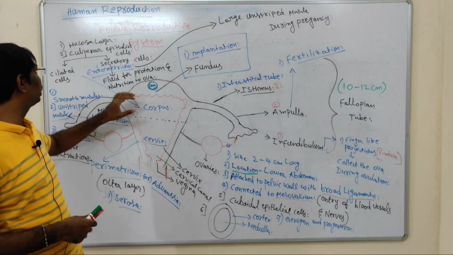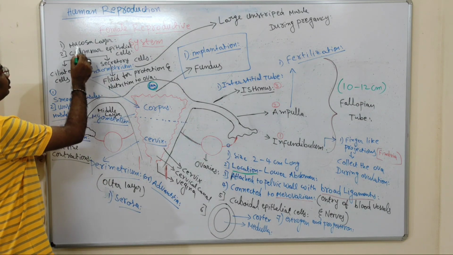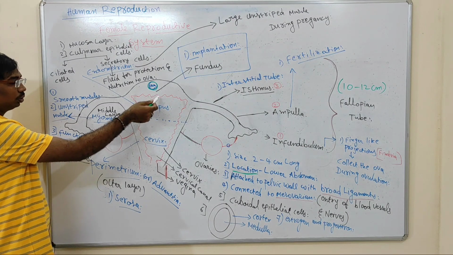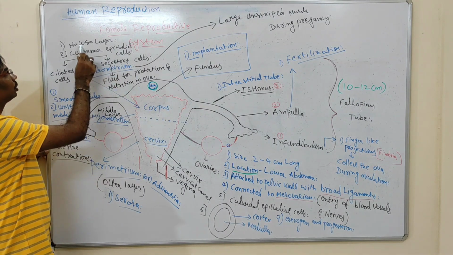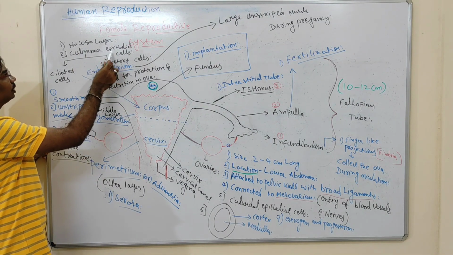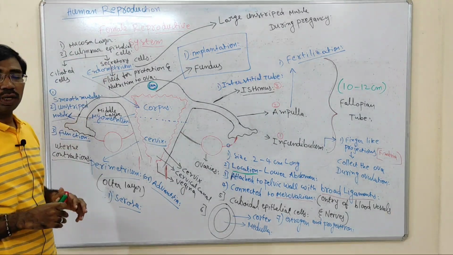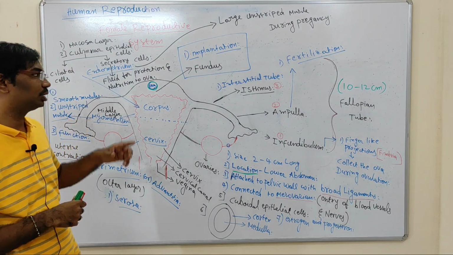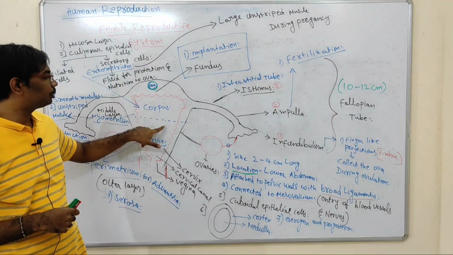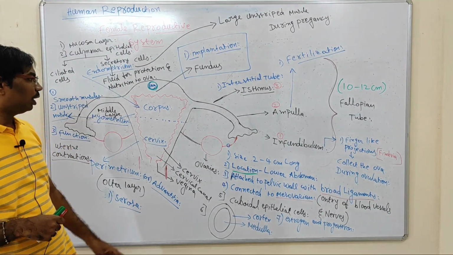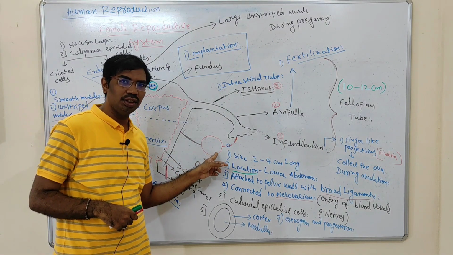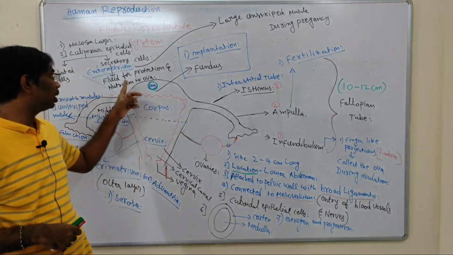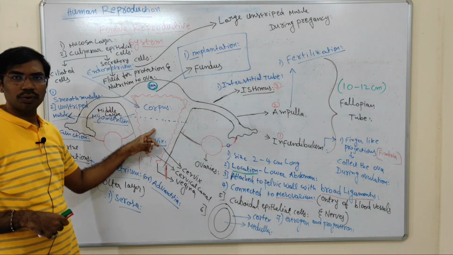And again, the uterus is covered by the mucosa layer on the outside, and the uterus contains epithelial cells. What kind of epithelial cells are present in the uterus? Columnar epithelial cells are present in the uterus. What kind of epithelial cells are present in the ovary? Cuboidal epithelial cells are present in the ovary. Columnar epithelial cells are present in the uterus.